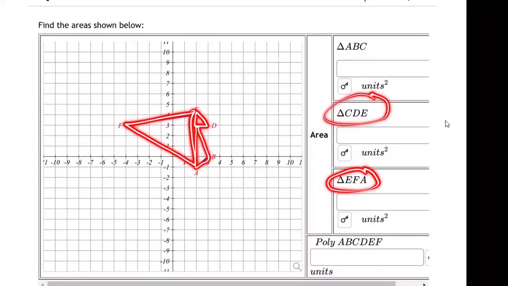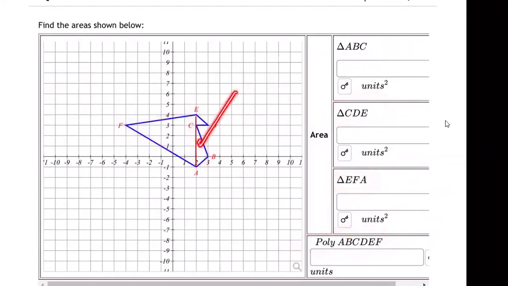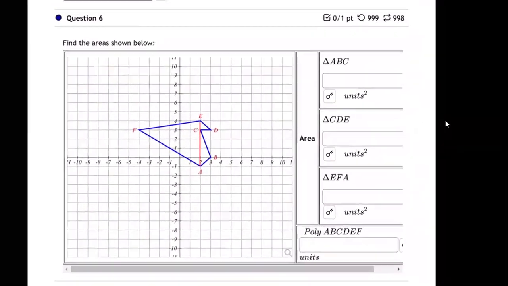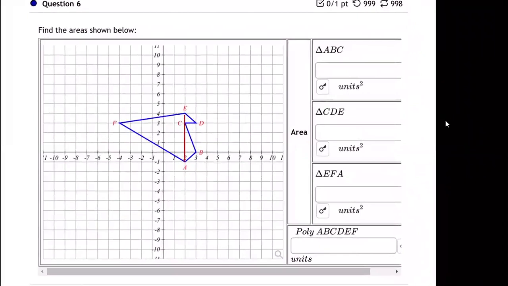And we know how to find the area of a triangle. If we just find the areas of those 3 triangles, and then at the end we add them up, that'll be the whole polygon. So by adding in this line right here, I've broken the shape into 3 triangles. So let's find the area of those 3 triangles. How do we find the area of triangle ABC first off? So ABC, let's do that one.